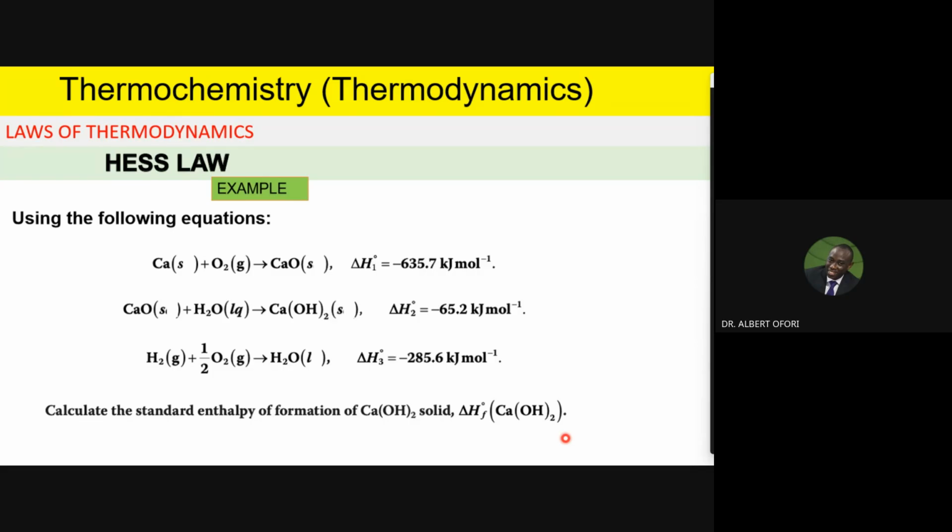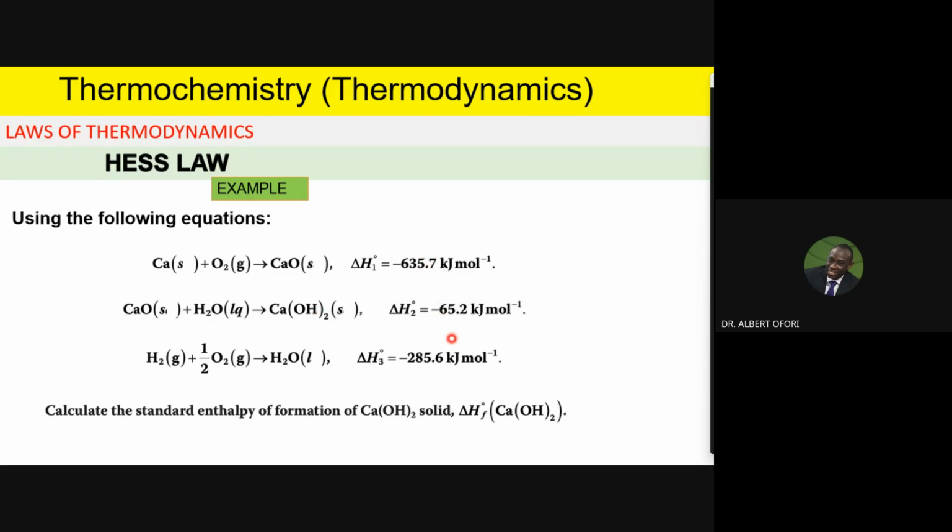Okay, so if, for example, in this case, I want to find that of the calcium hydroxide. I have calcium hydroxide here. So what it means is that this can cancel this. The calcium oxide cancels calcium oxide. Then water is in the reactant, it cancels this water. Then we can add it. So the total equation will be calcium plus hydrogen gas plus oxygen to give you calcium hydroxide.